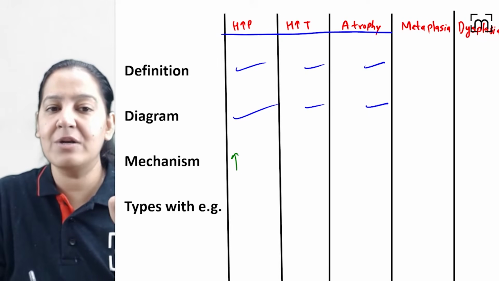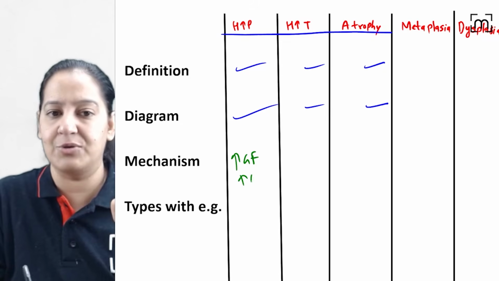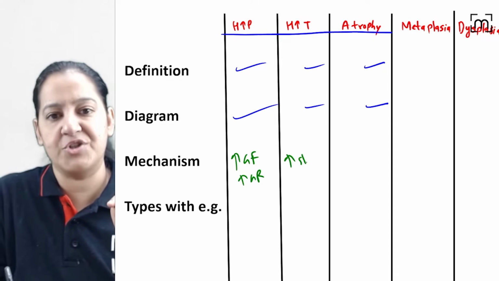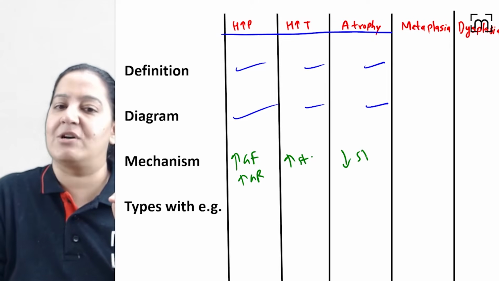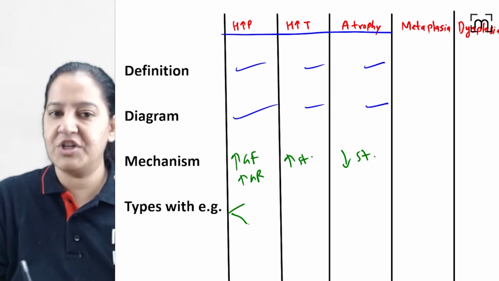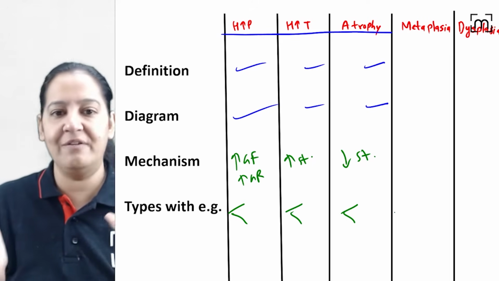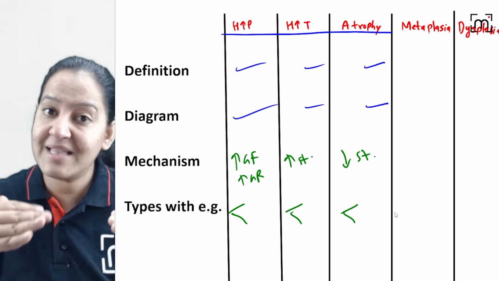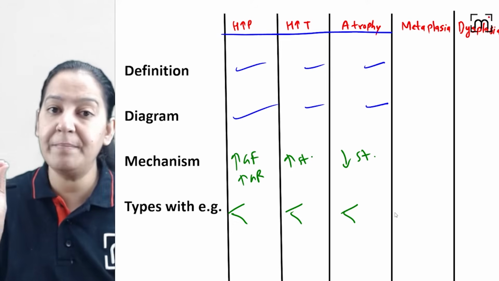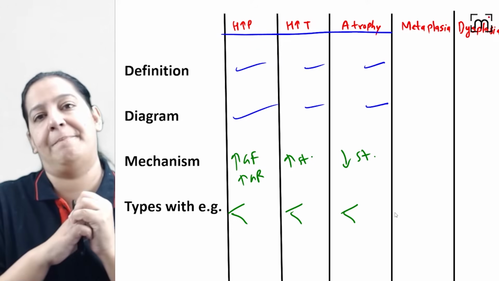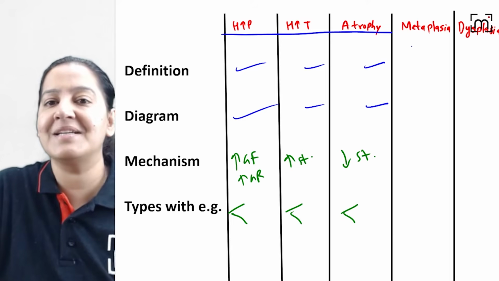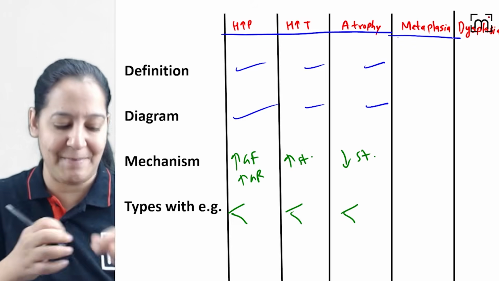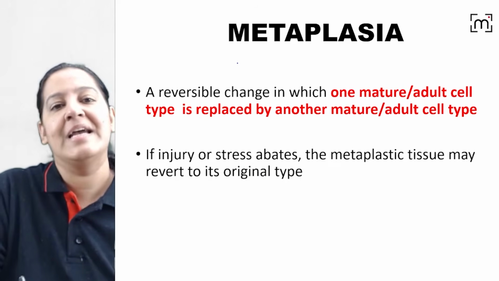You want to revise the mechanisms? So here mechanism: increase in growth factor and increase in growth receptor. Here increase in structural components. Here decrease in structural components, right? You know physiological, pathological, physiological, pathological, physiological. But the more important is the examples of each of them. You should be knowing many examples of each of them, right? Now coming on the next one, that is metaplasia. The 4th one is the metaplasia. Shall I start metaplasia? Yes.